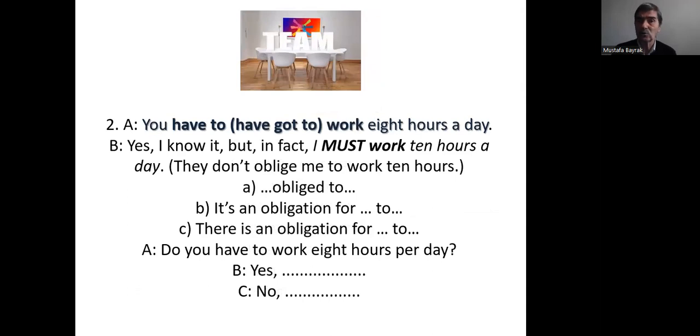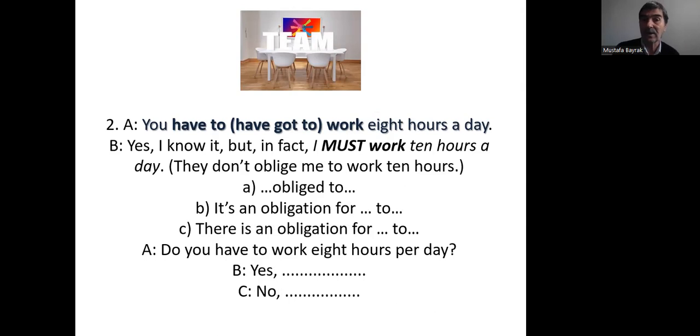Two: you have to, or you have got to work 8 hours a day. Yes, I know the situation. I am aware of it. But in fact, I must work 10 hours a day. They don't oblige me; oblige is a verb here. Oblige somebody to do something. They don't oblige me to work 10 hours, but they oblige me to work 8 hours a day. So I must work 2 more hours. So, I must work 10 hours a day.